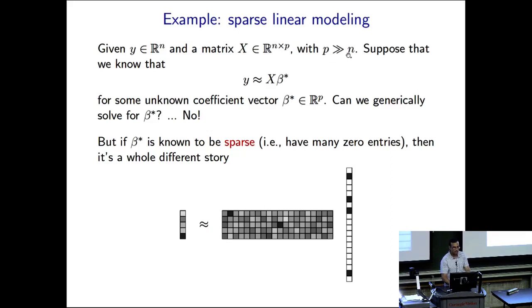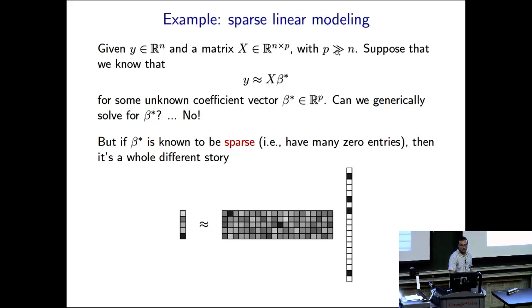And suppose we know that y is approximately x times beta star. So there's approximately some set of coefficients that, if we multiply the columns by these coefficients, approximately reconstruct y. But we don't know what this is. In fact, it could be a modeling assumption that y is close to some linear function of x. If you had this modeling assumption in mind, you could ask, can we generically solve for these coefficients? Can I just say y is equal to x beta star and solve for beta star in that linear system? Well, the answer is no, because it's underdetermined.